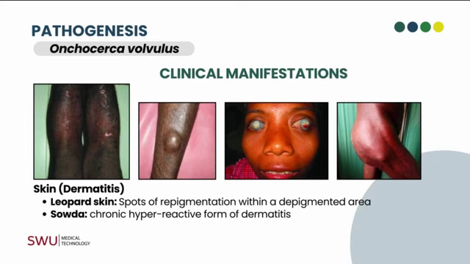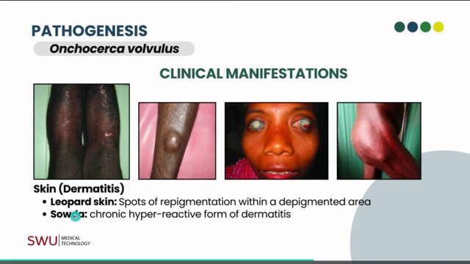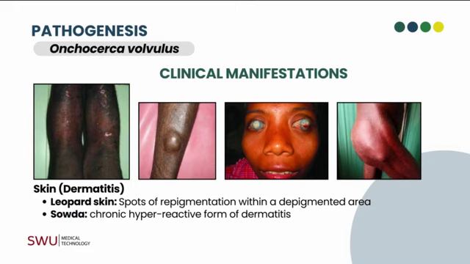So, again, sa leopard skin naay depigmentation, meaning wala ang pigments. Pero sa sowda, kining chronic hyperreactive form of dermatitis, ang nahitabo, ang skin will become intensely dark, meaning naay hyperpigmentation. Aside sa hyperpigmentation, class, ang skin, it will become massively thickened, mahimo siyang scaly, which indicates nga dry kaayo ang skin, and it will become severely itchy. Grabe kakatol.